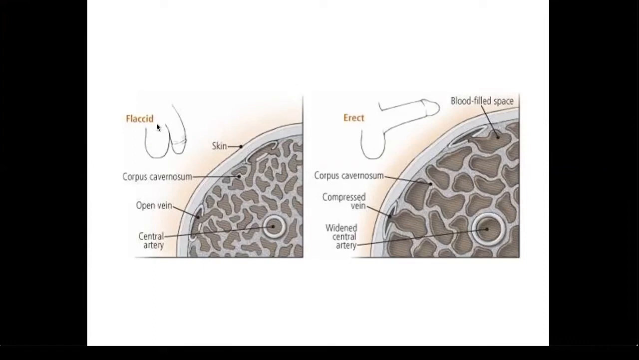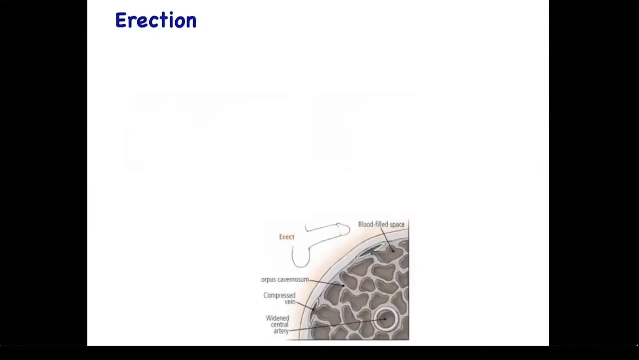A flaccid penis is a relaxed penis, and in this case, this is an erect penis, and what I want you to notice is the fact that the central artery is enlarged, the vascular sinus lacunae are enlarged, and the veins are compressed. So I'll talk about those in just a minute. Let's look at what actually happens during an erection.